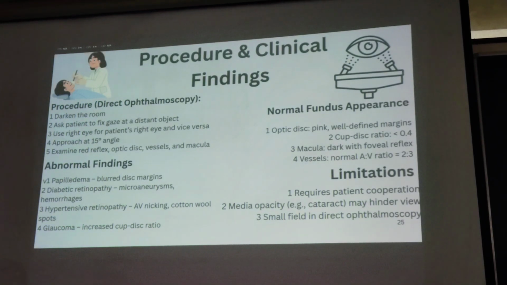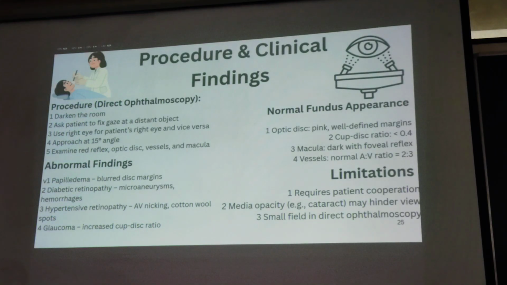Darken the room, ask the patient to fix gaze on a distant object. Use right eye for the patient's right eye and vice versa for the left. Approach at a 15-degree angle, examine the red reflex, optic disc, vessels and macula. The red reflex is nothing but the red or brown reflection when there is light shone onto the eye.